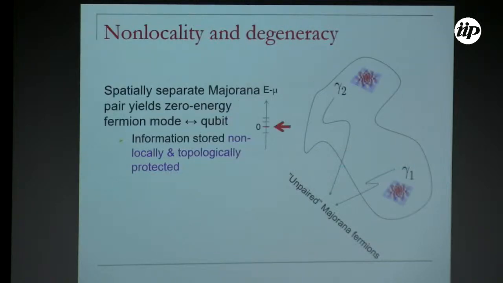And here you see again this picture of having two Majoranas at spatially separated points. Together they form a zero energy fermion mode. And since you have two states that are degenerate, you can use that in principle as a qubit where the information is stored non-locally. Information is distributed here non-locally, and because of that, it's topologically protected. Local error sources cannot mess up the quantum information.